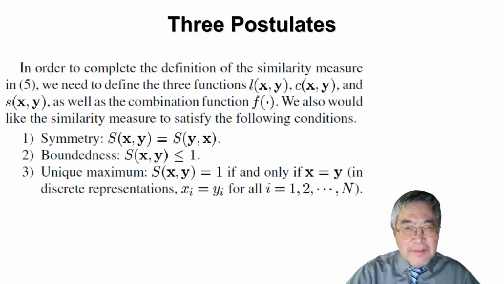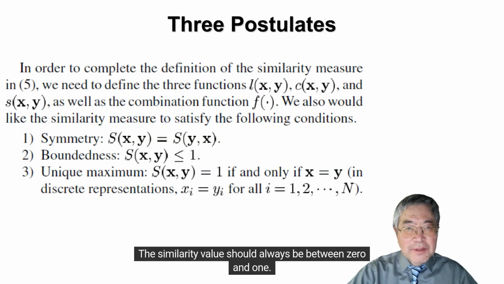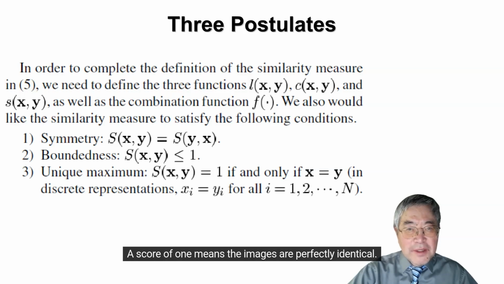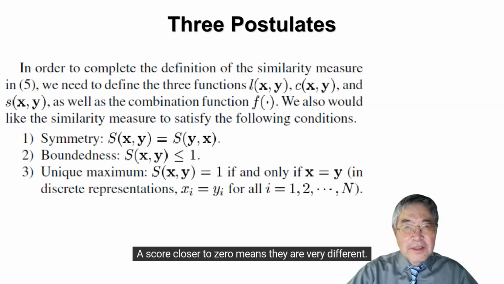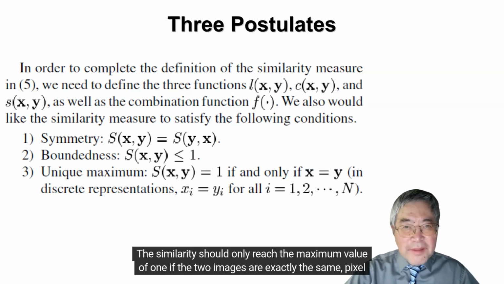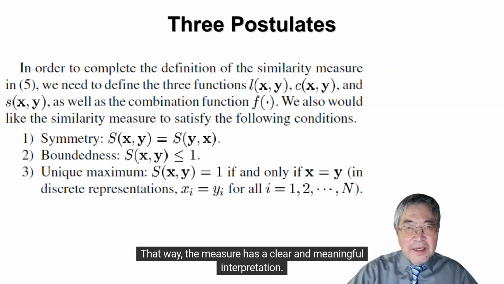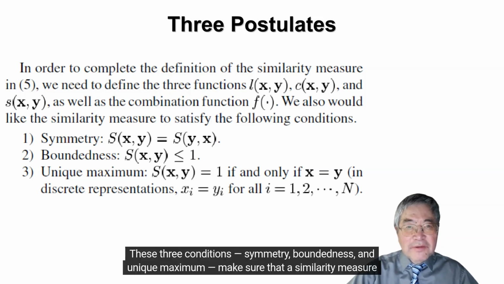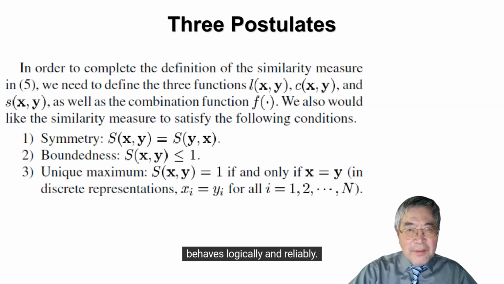Second, boundedness. The similarity value should always be between 0 and 1. A score of 1 means the images are perfectly identical. A score closer to 0 means they are very different. Third, a unique maximum. The similarity should only reach the maximum value of 1 if the two images are exactly the same, pixel for pixel. That way, the measure has a clear and meaningful interpretation. These three conditions, symmetry, boundedness, and unique maximum, make sure that a similarity measure behaves logically and reliably. SSIM is designed to satisfy all of these postulates.